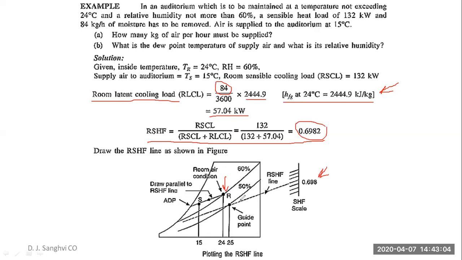So can you repeat how to plot it? Okay. You located the value of RSHF, and you located the alignment circle; join these two with a line. Then you located the room design condition. So using a roller scale, you will just simply draw a parallel line passing through this room design condition and meeting at the 100% relative humidity line on the left hand side.